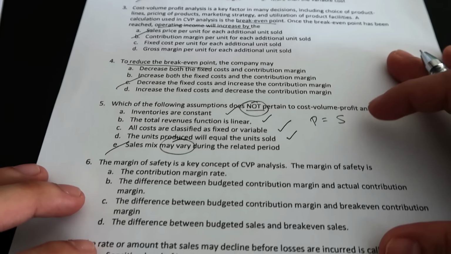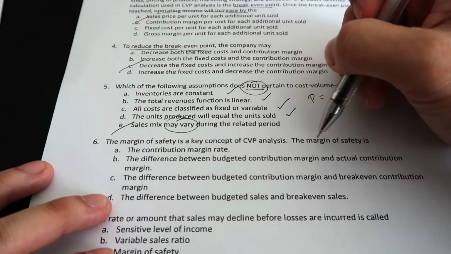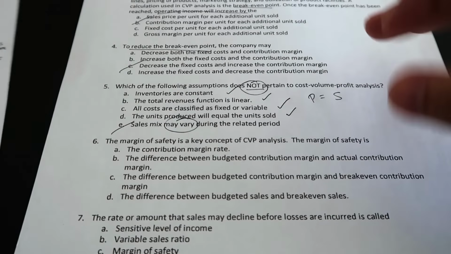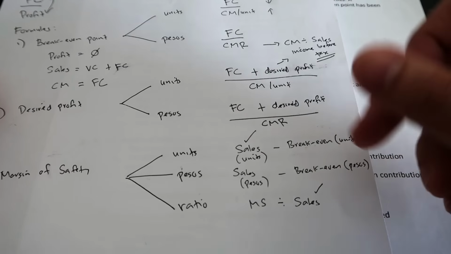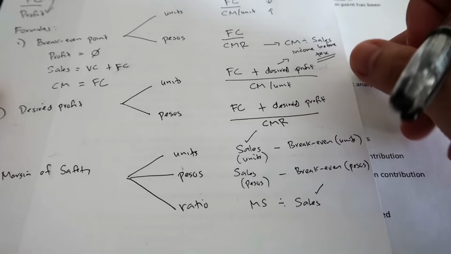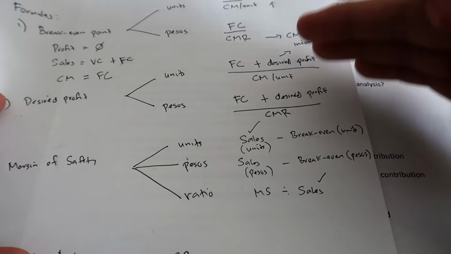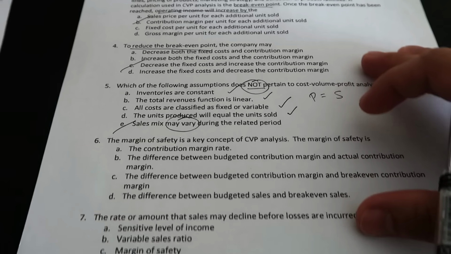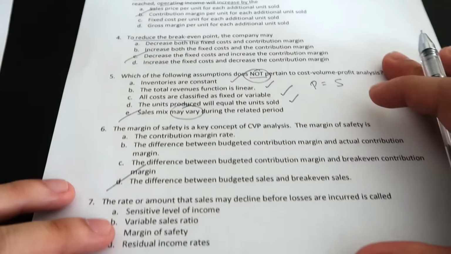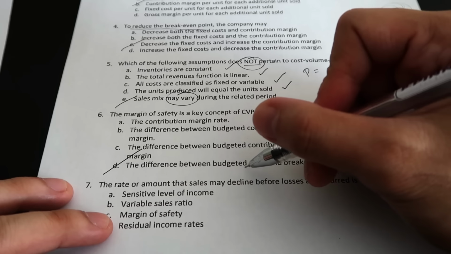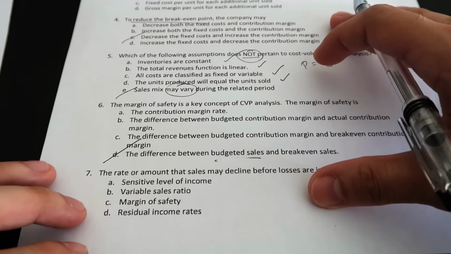Alright? Next, the margin of safety is a key concept of CVP analysis. The margin of safety is, natutunan natin yan. Margin of safety, basically the difference between your sales and the break-even sales. And we know, the higher the margin of safety, the better. Okay, the difference between budgeted sales and break-even sales. Again, this can be actual, budgeted, or planned sales. Got it? Answer is letter D.